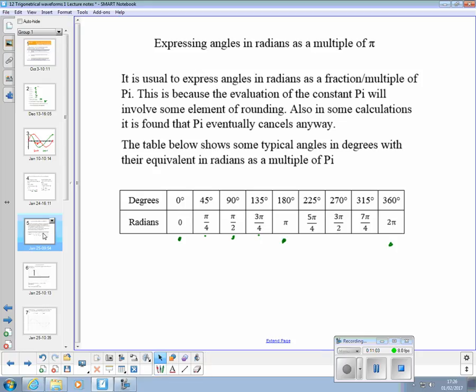Alright, so we're going to be using angles like that, and I may well give you angles. If I give you an angle pi over 3 or 3 pi over 4, you know it's in radians because I've included pi. You wouldn't have 3 pi over 4 degrees.